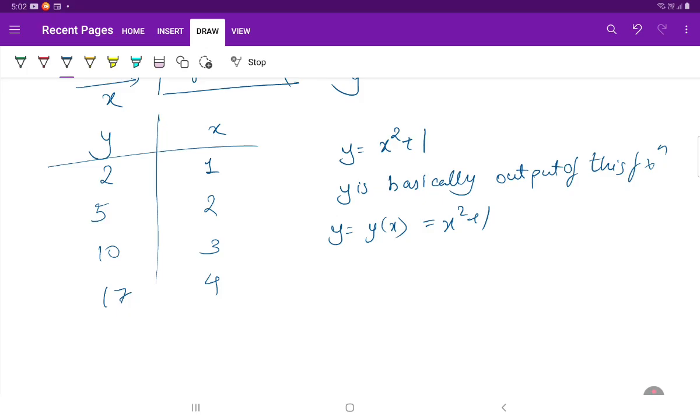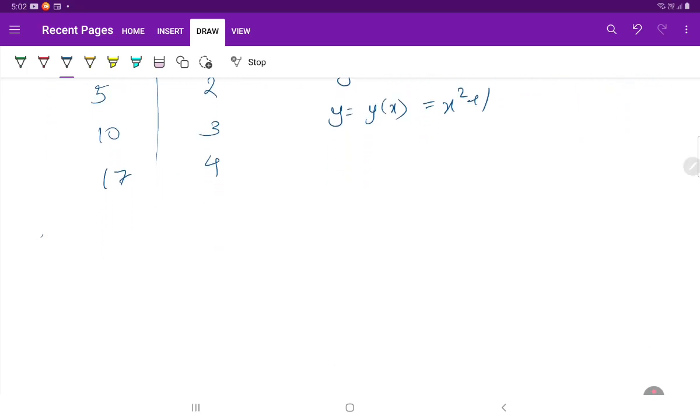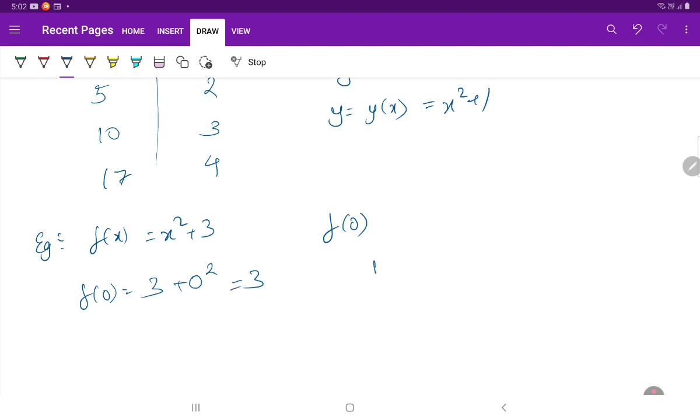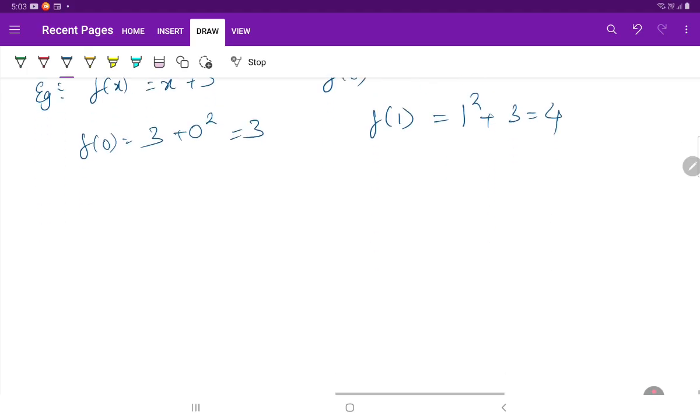So taking a few examples. Suppose f of x is equals to x square plus 3. You have to find f of 0. F of 0 is 3. Put x to be 0 and you'll get 0 square plus 3, which will come out to be 3. If you are asked to find f of 1, it is 1 square plus 3, which is equals to 4. Right? They may ask you about f of 4. So put 4 inside the input. So f of 4 is 4 square plus 3. You will get it to be 19.